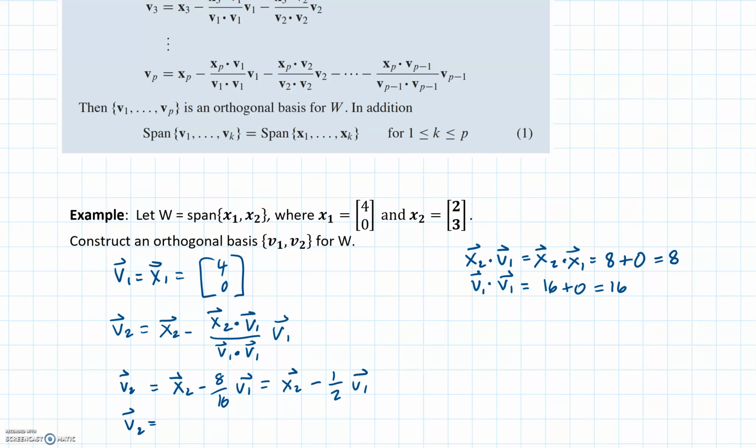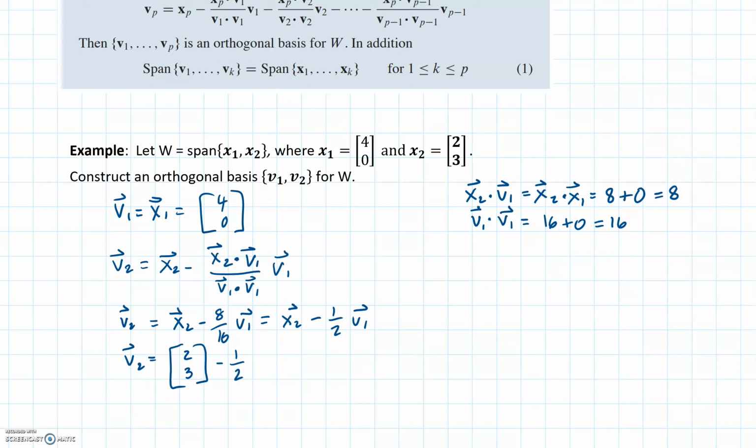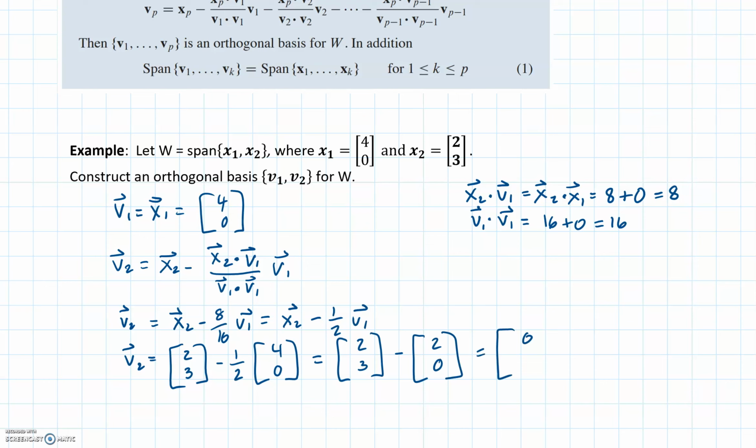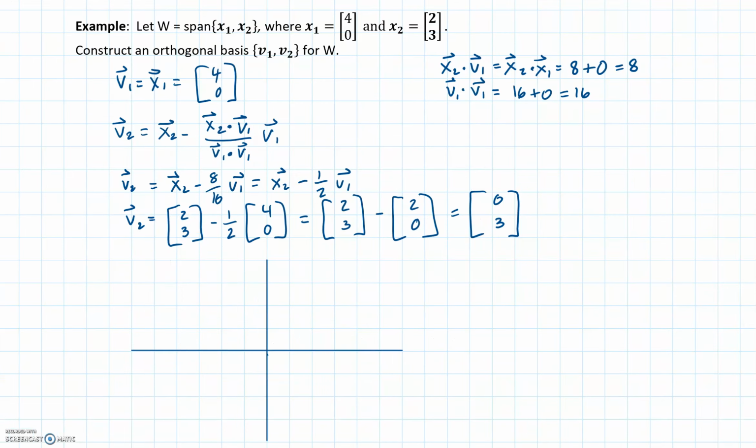So here, by the way, if we now put in what x2 is, (2, 3), and V1 was (4, 0), and compute this, we get (2, 3) minus half of (4, 0), which is (2, 0). So this looks like it's going to be (0, 3). I picked a simple case so we could just visualize that. We can draw it. So let's go ahead and see what we got.